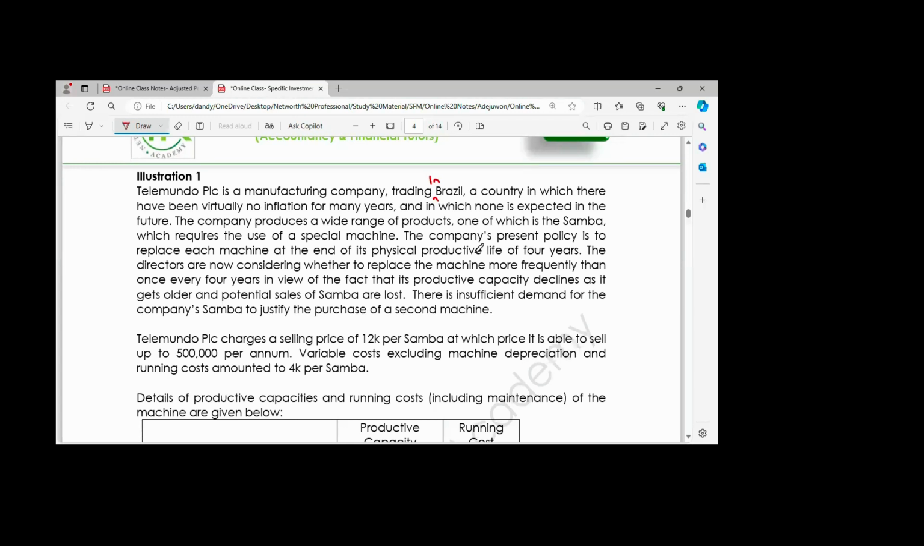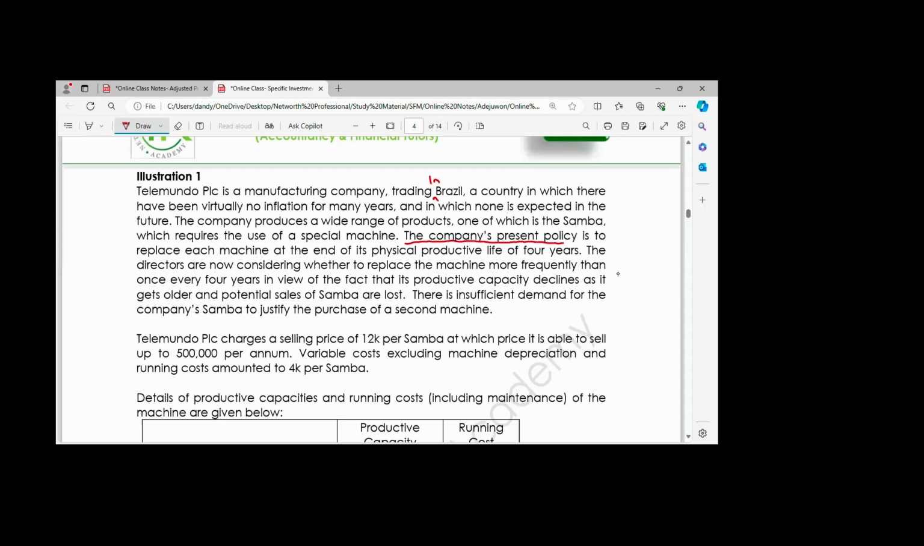Prosper, I think your network is bad a little bit. Can you hear me now, sir? Yes, take it again from the company's present policy.